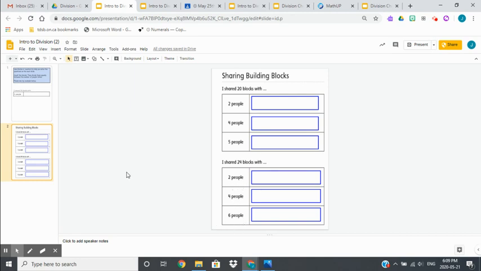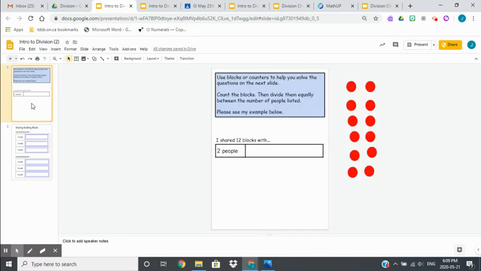I'm going to show you a technique I would use. This is my sample page. I'm going to leave this here for you when you're working on your work. It says use blocks or counters to help you solve the questions on the next slide. Now I'm going to use counters right on my screen, but you're going to use counters that you find around your house. You're not going to be trying to do this on the computer because it's really important that you move actual objects so that your brain gets that feeling of division, okay? So you're going to count the blocks and then divide them equally between the number of people listed.